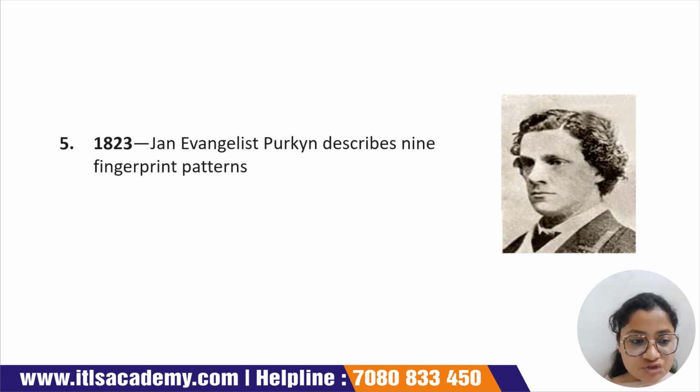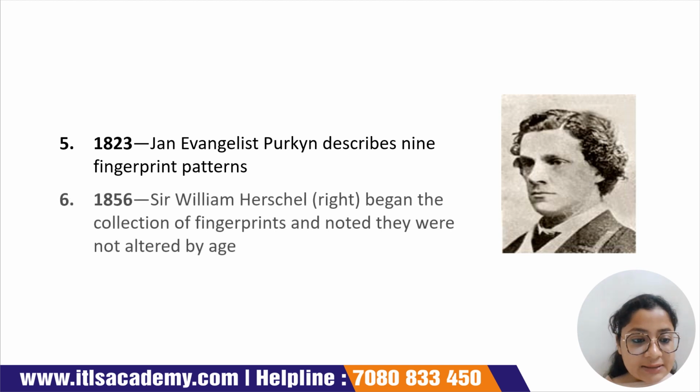Moving forward with the history, in the year 1823, as you can see the image of this person named Jan Evangelist Purkinje, he describes 9 fingerprint patterns. Okay, so this is also a major historic milestone, I would say. Then in the year 1856, we had Sir William Herschel. Sorry, this figure is actually of Sir William Herschel, not Jan Evangelist Purkinje. So this person is actually Sir William Herschel.